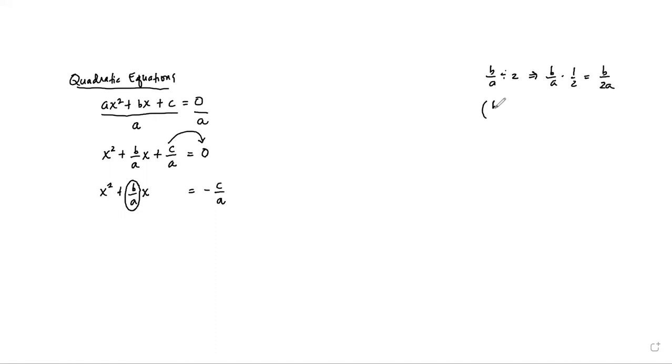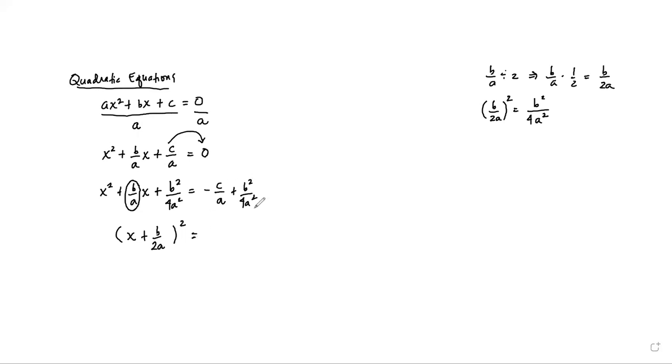And then b over 2 times a will be squared. And this will give us b squared over 4 times a squared. So this will be the term that will be added to both sides of the equation. So in the left side, we add that quantity and also in the right-hand side of the equation. And then in the left side, now this is a perfect square trinomial, so we can factor it as the square of the binomial x plus b over 2 times a.